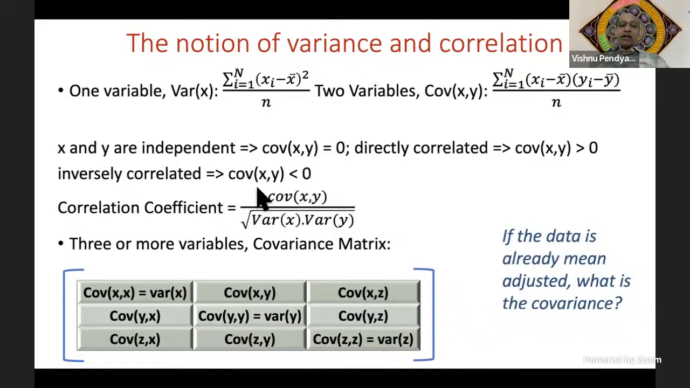Now, if the data is already mean adjusted, that means the mean is already subtracted from the data, like the numerator of this variance is already done, what is the covariance?